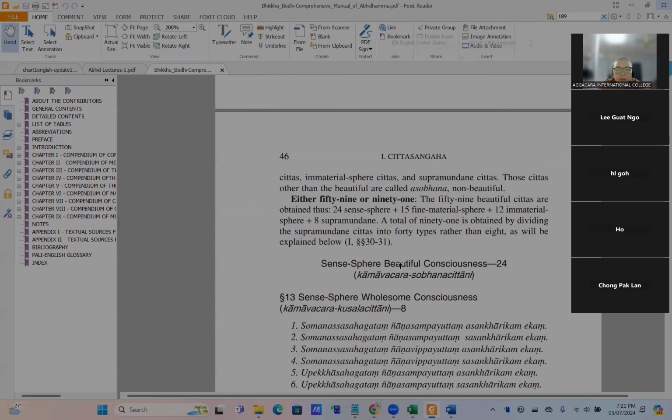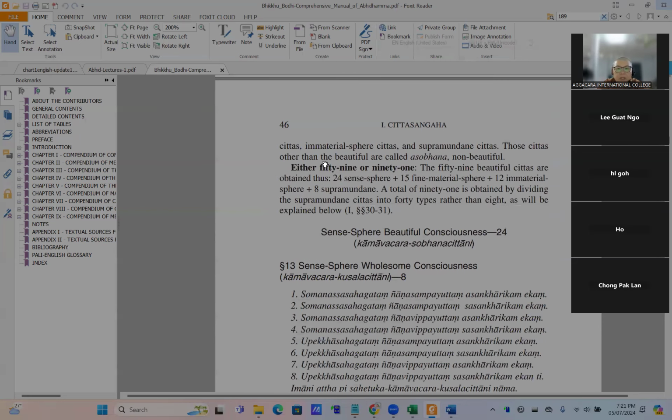Okay, there are some notes here on how you get the 59 or 91. There are some numbers here. If you're interested, you can calculate yourself. 24 Kamavachara, with the 15 Rupa and the 12 Arupa and 8 supramundane. You add them together, you get 59. Those are the numbers.